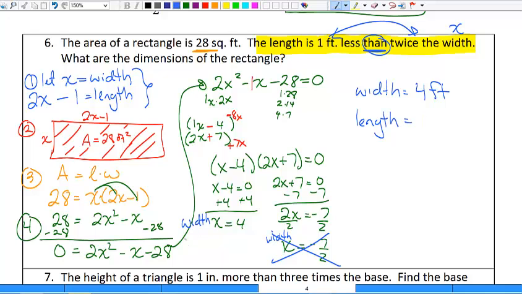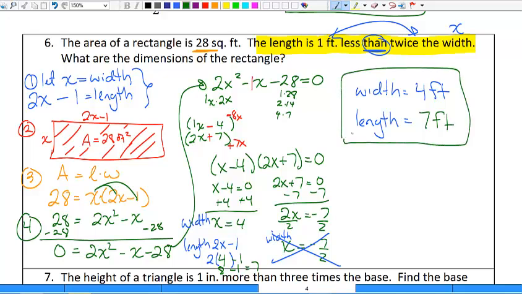We know that length is, let's see, 2x minus 1, which is 2 times x, but my x is now 4, minus 1. So that's 8. 8 minus 1 is 7. So my length is 7 feet. This is what I believe my answer to be. Notice on step 5, we needed to answer with units. We did. We put feet on it.